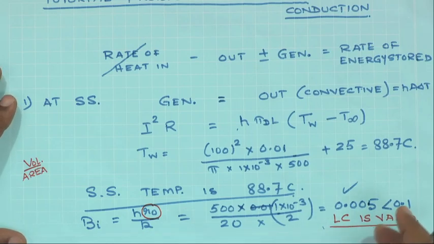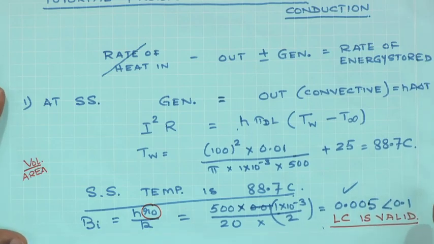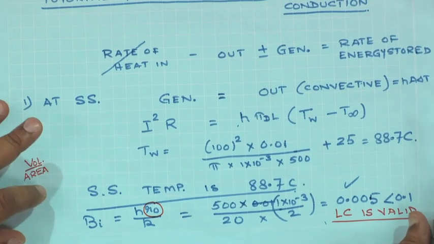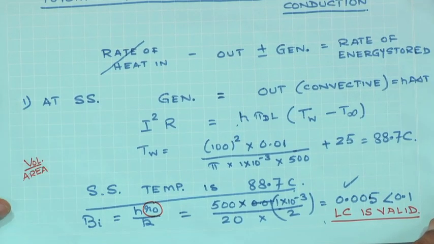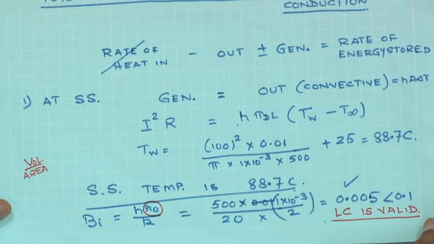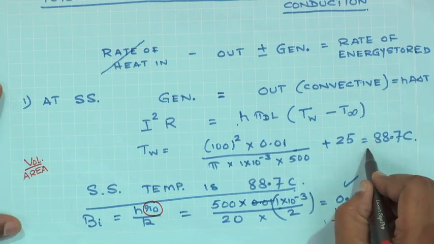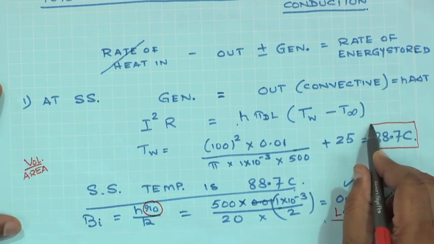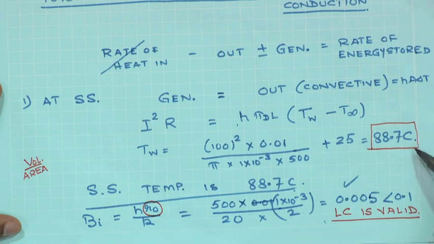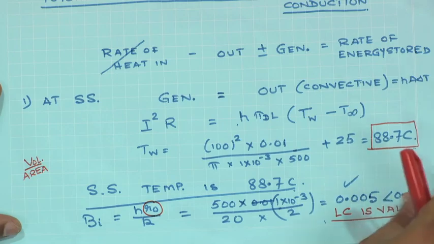So, once we know that lumped capacitance is valid, then we should be able to calculate the time required for this thing to reach within 1 degree of the steady state temperature, and we know that the steady state temperature is 88.7. So, essentially we have to find out how long it takes for the wire to reach a temperature of 87.7 degrees centigrade, which is within 1 degree of the steady state temperature.